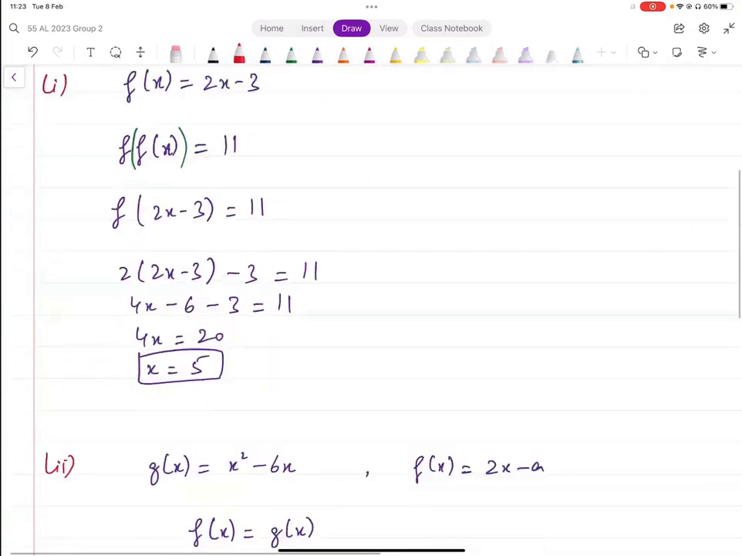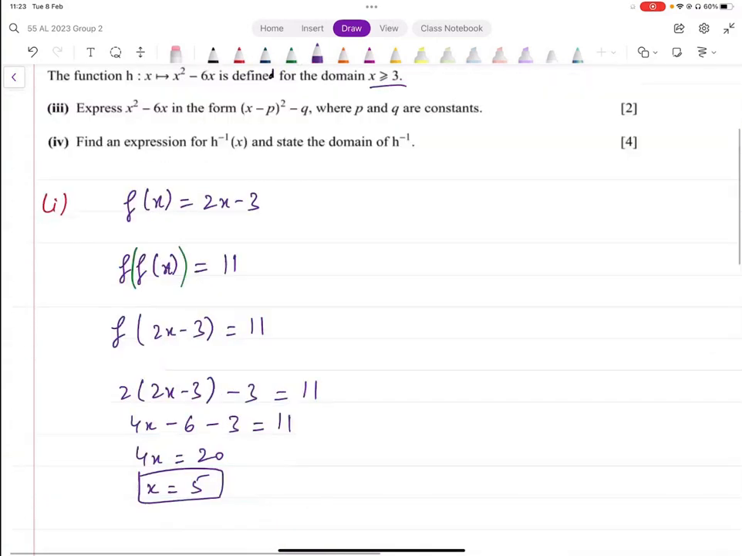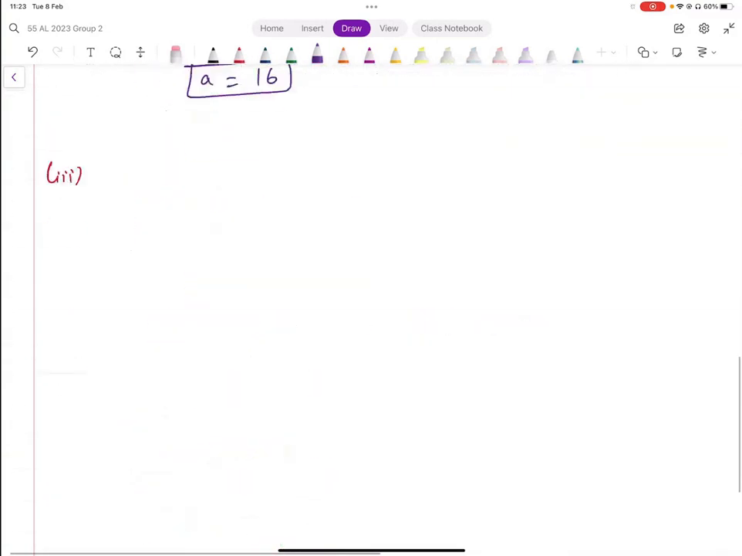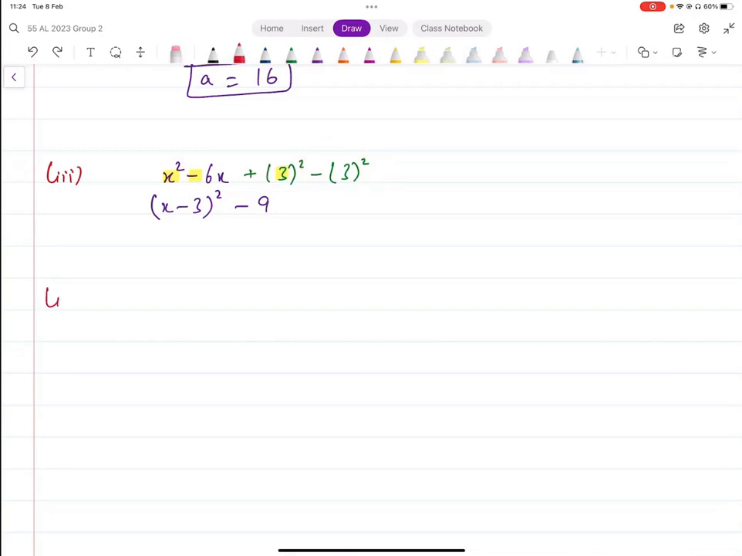Let's do this third part. We have to complete the square for x squared minus 6x. So we add 3 squared and then we subtract 3 squared. And what does that give us? That gives us x minus 3 whole squared minus 9. So that's the completed square. x minus 3 whole squared, and then outside we've got minus 3 squared, that is 9. That was the third part.